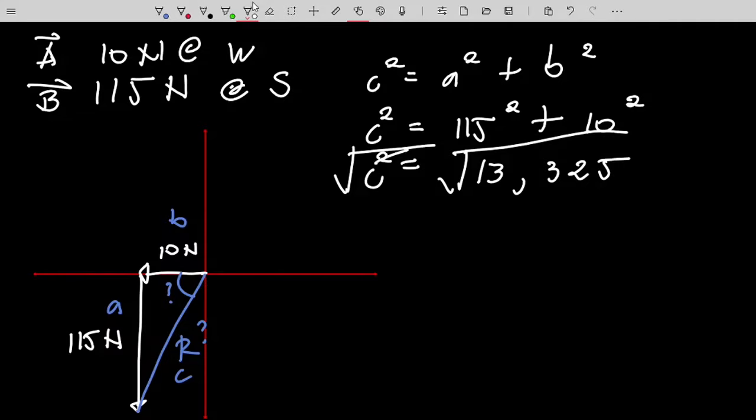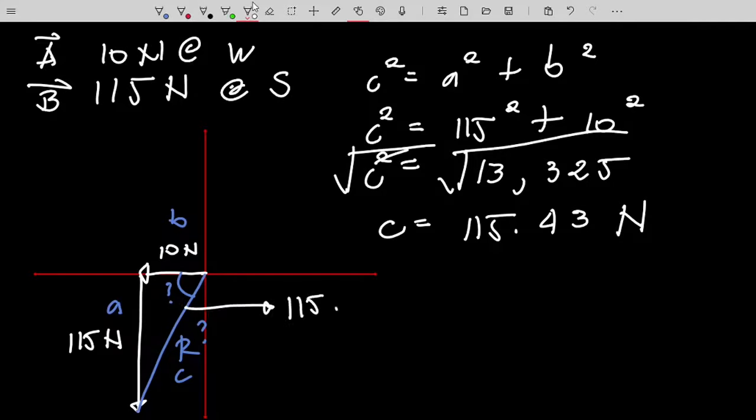Now again, square root this one and square root this one. Then cancel your 2, so bring down C, and the value of the square root of 13,325, and you should get the value of 115.43 newtons. And you should know that your resultant vector should always be longer than your A vector or your B vector. Now it tells that the magnitude of the resultant force has the value of 115.53 newtons.